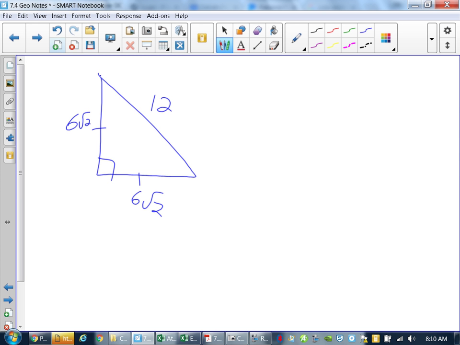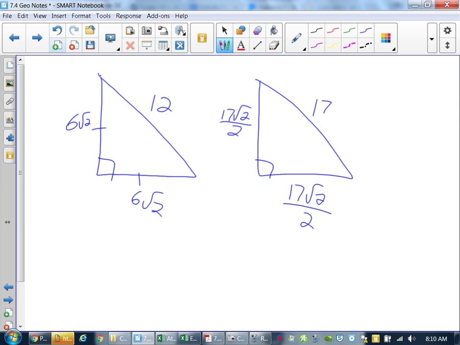That's a shortcut. If it's even. If it's odd, I'll show you again. If it's odd, let's say it's 17. What I would write then is 17 root 2 over 2, because I'm just cutting it in half. And you leave it exactly like that. These are what we call exact answers. There's no decimals. There's nothing like that at all. So know that pattern. That's all that is. Cut it in half and slap a root 2 next to it.